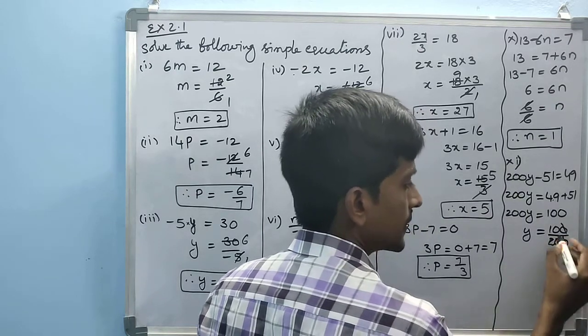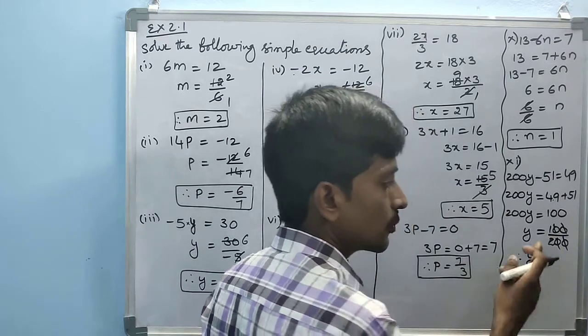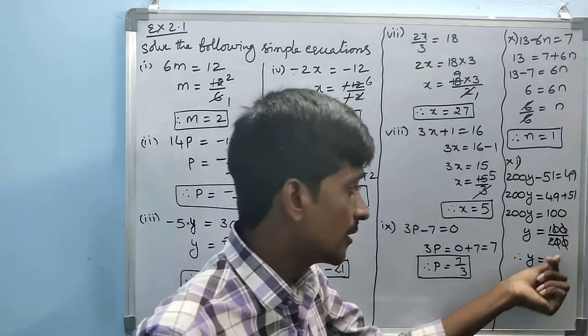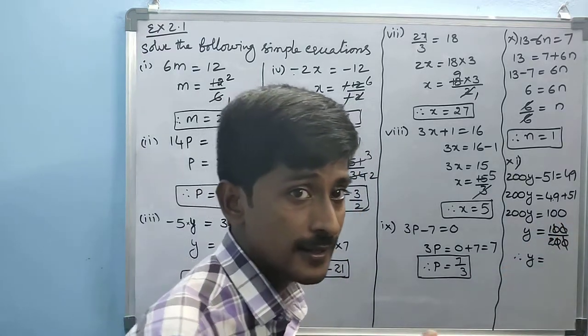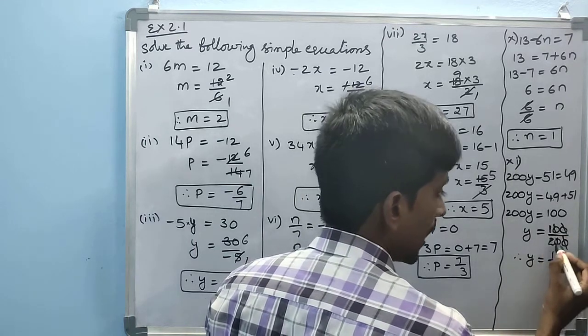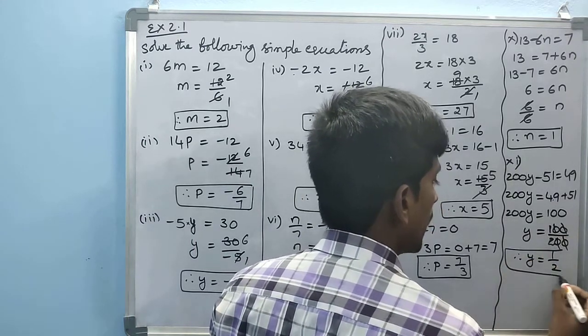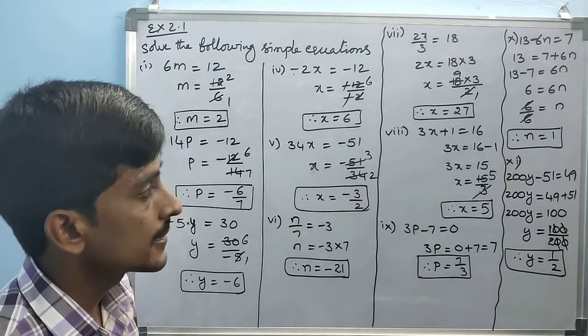1 0 and 1 0 cancel. Therefore y equals, so many students write 1 by 2 wrongly as 2 only. That is not the correct answer. Numerator is 1 and denominator is 2. So y value equals 1 by 2. That is the 11th one.